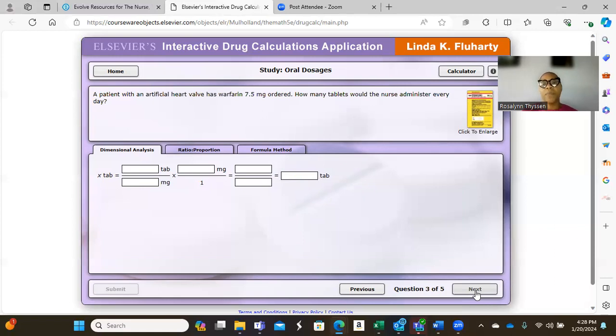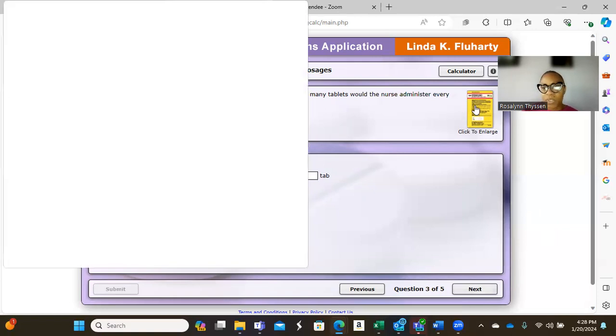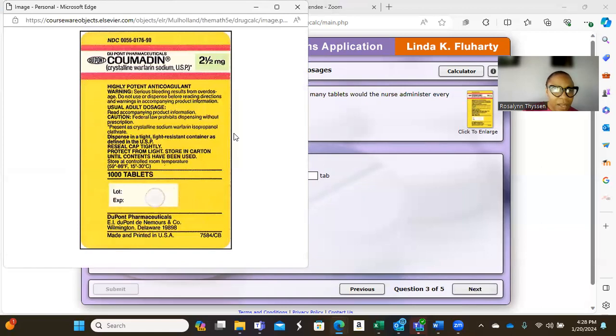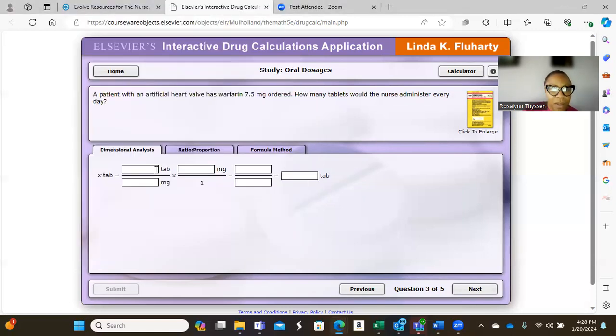So what am I looking for? According to this, it says how many tablets, so I'm looking for tabs. Because I'm looking for tabs, that's what I start off with. Next question, what do I know? So what do I know about tabs? I've got to click on my label to look and see. According to my label, 1 tab is 2.5 milligrams.